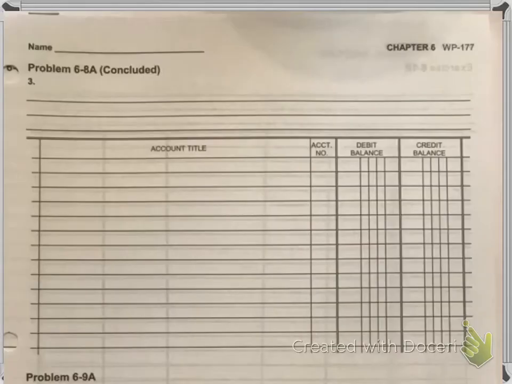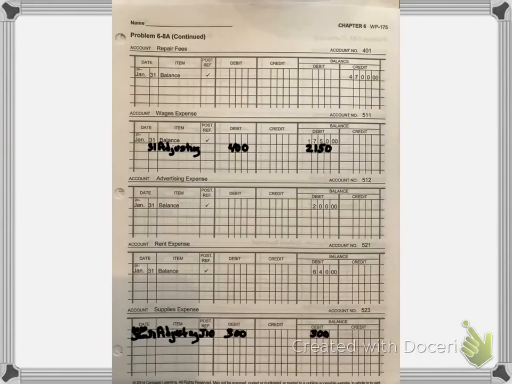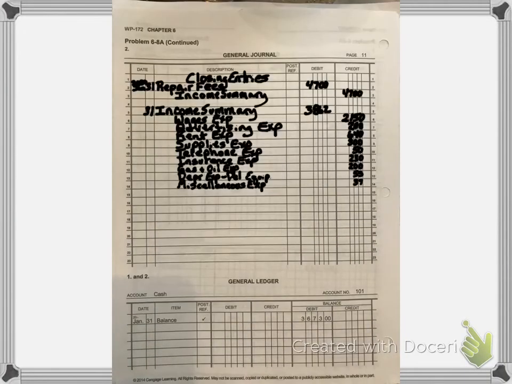Then the third step in the closing process is to close income summary to owner's capital. We are closing income summary, so we want the income summary account to have a zero balance. Well, to close income summary, you have to know what the balance of income summary is. And you can't look to your worksheet for that account. It's not going to be on the worksheet.